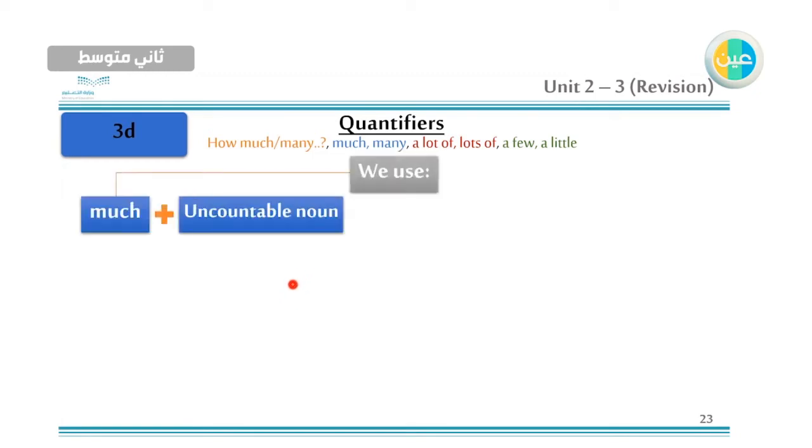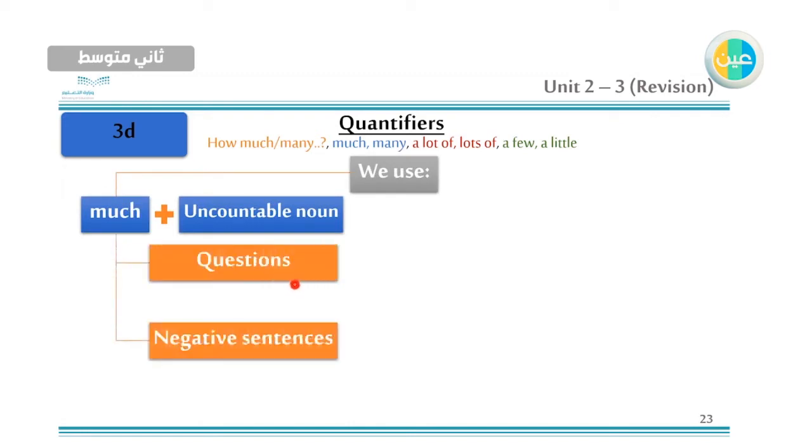We use much with uncountable nouns in questions and negative sentences. And here's an example of using much in questions. Why isn't there much milk? So milk is uncountable, and this is a question. So why isn't there much milk?